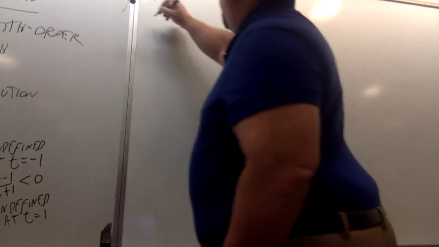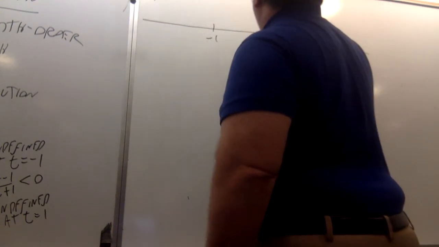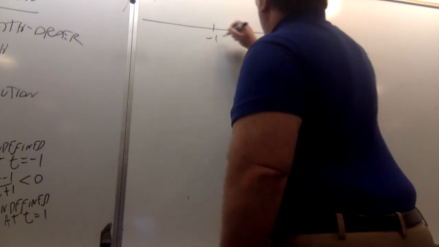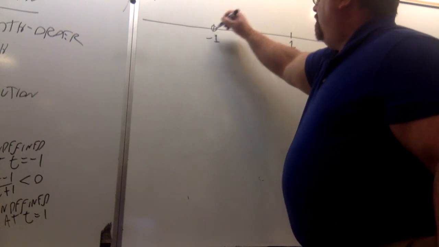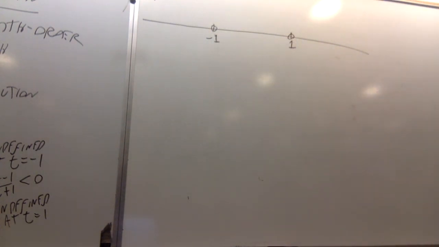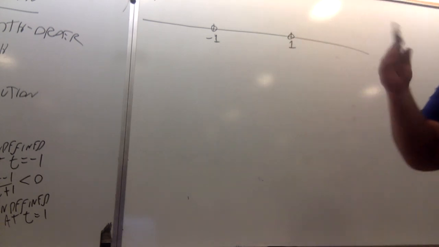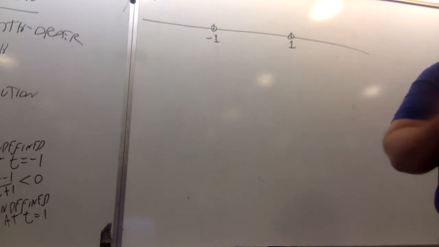So to describe all the possibilities, let's draw a real number line here. At -1 and 1, we know we have a problem. We have division by 0 either in the solution itself or the derivative. But what happens in between? It was also pointed out that at t equals 0, we have a problem. We're taking the square root of a negative number.